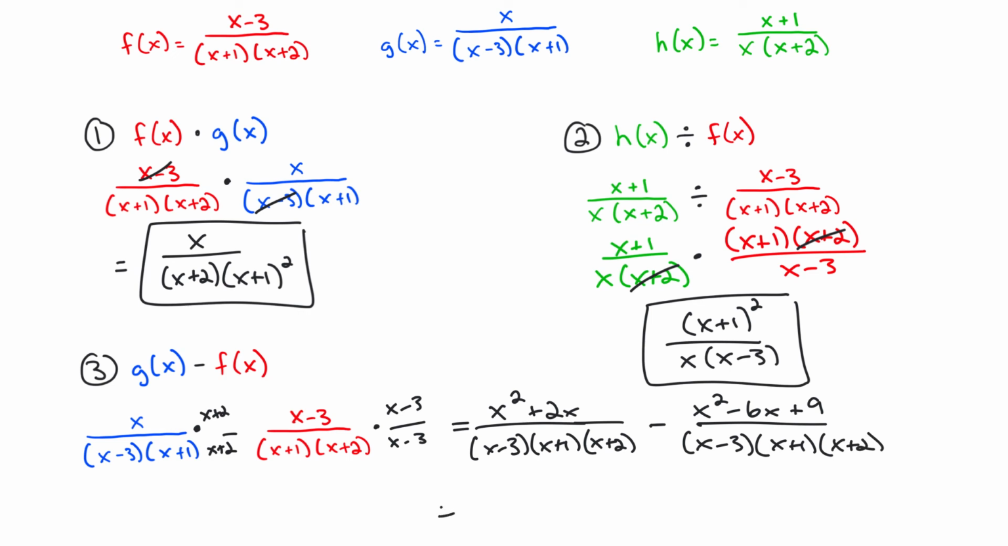And then lastly, I can combine like terms. The x squares will eliminate because I have x squared minus x squared. So the x squares eliminate. I have a 2x minus a negative 6x, which gives me 8x. And then I'm subtracting a 9 all over x minus 3 times x plus 1 times x plus 2. Top doesn't factor, so we are done.